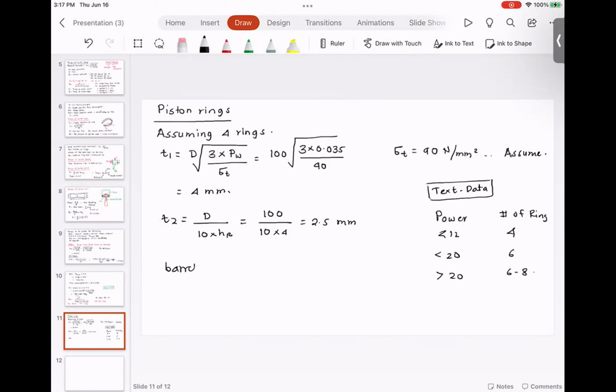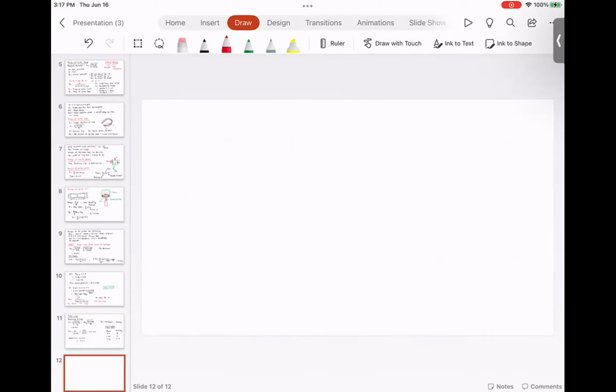Barrel is equal to T plus 0.4. So you get about 3.4 plus 4, so about 4 millimeter. Next part is design of piston skirt.